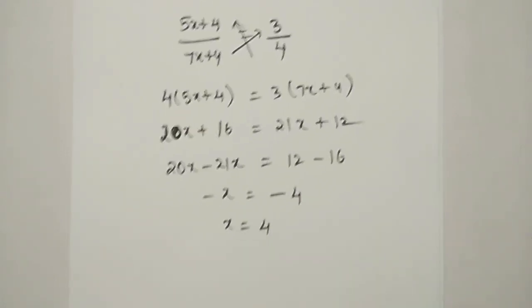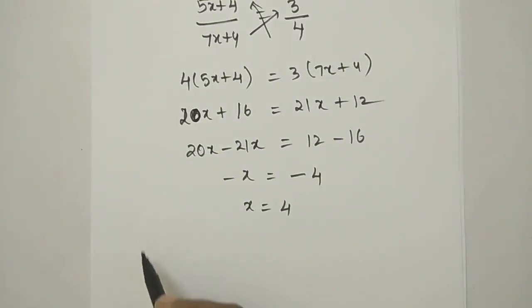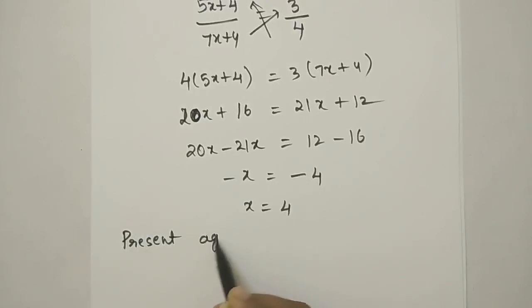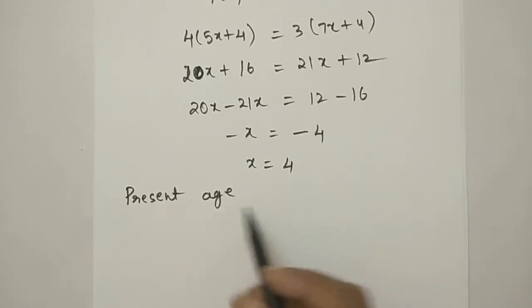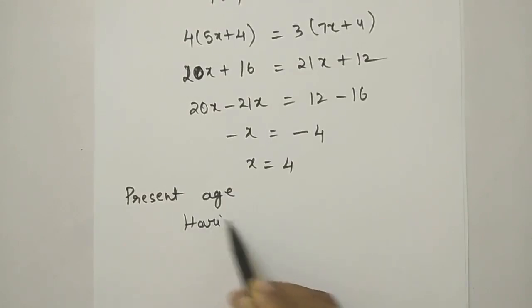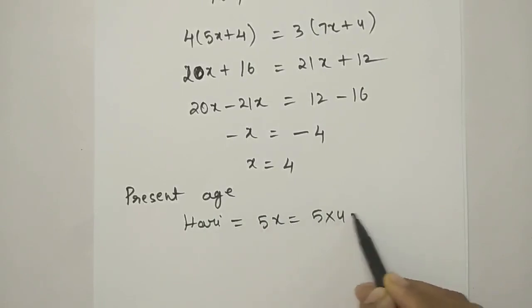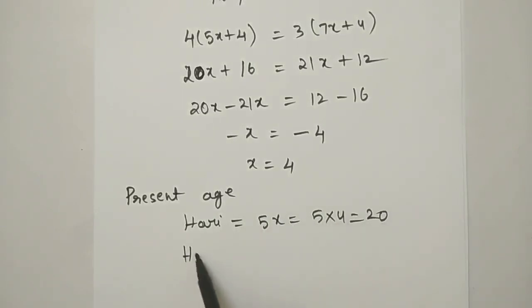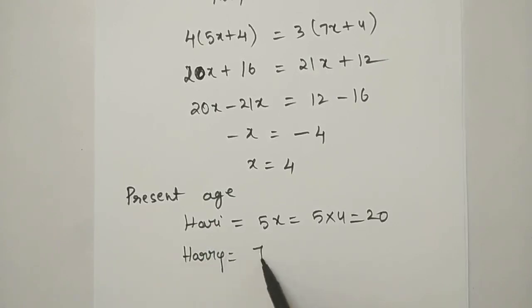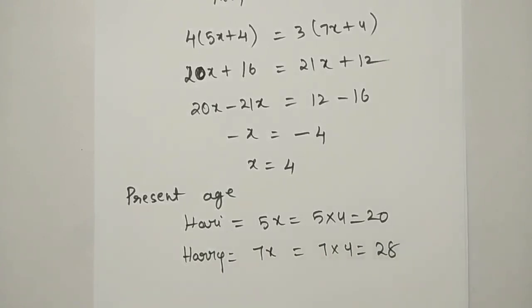We got the value of x. So substituting in the assumed terms, the present age of Hari will be 5x. 5x is nothing but 5 into 4 is equal to 20. Harry will be 7x. 7x is nothing but 7 into 4 is nothing but 28. We got the present ages of both Hari and Harry. Done with the problem. Now let us go to the next problem.